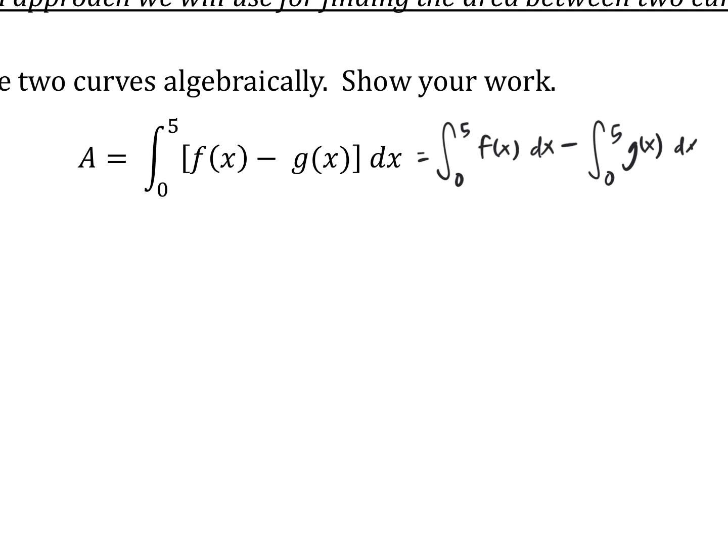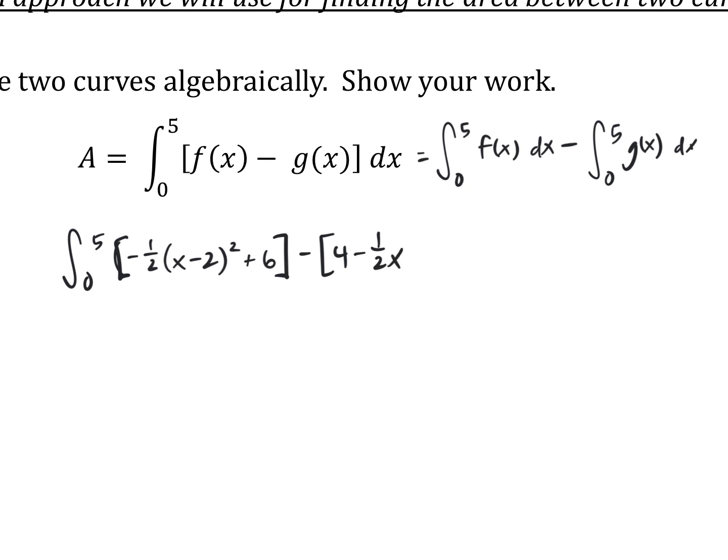So if I plug in my f of x function and my g of x function, I'm evaluating from 0 to 5 of, let's do my negative 1/2 x minus 2 squared plus 6. So that's my f of x function. And then I'm subtracting my g of x function. So subtracting 4 minus 1/2 x dx.